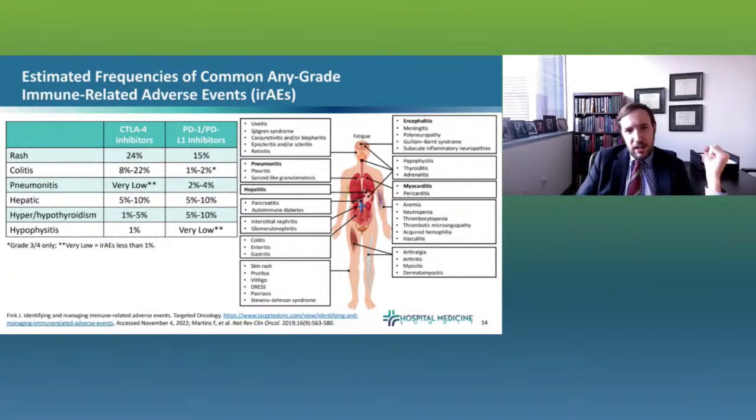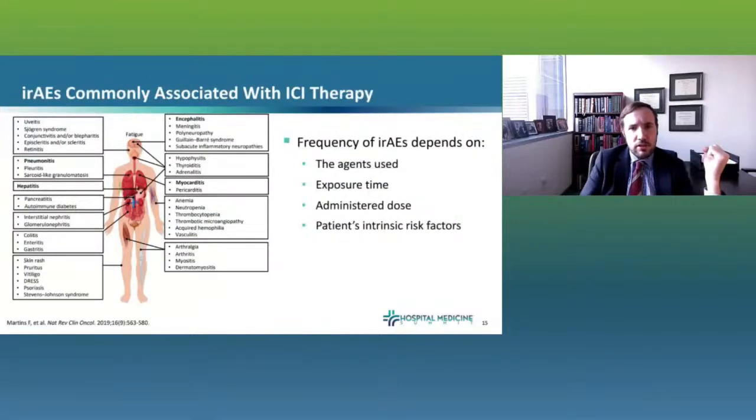Suffice it to say, clearly it's a relative contraindication. I say relative. Oftentimes it is a strong contraindication if someone has an underlying autoimmune condition. But that's something we can get into in a little bit here.